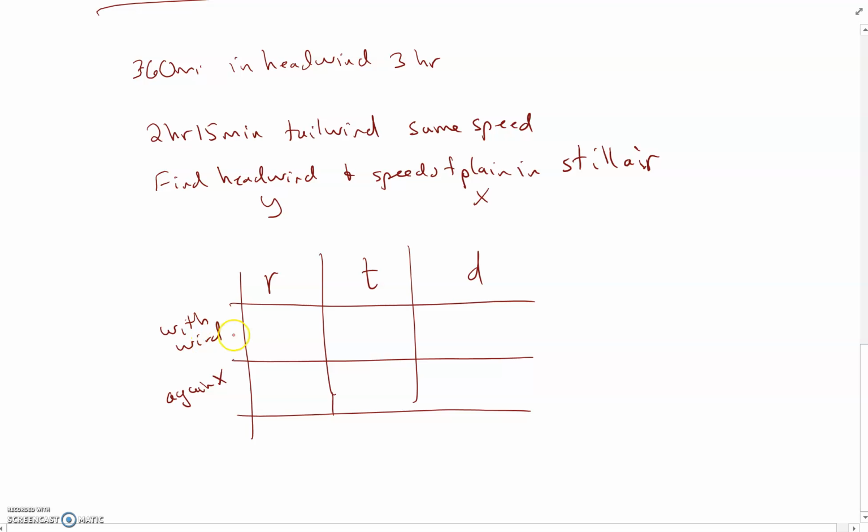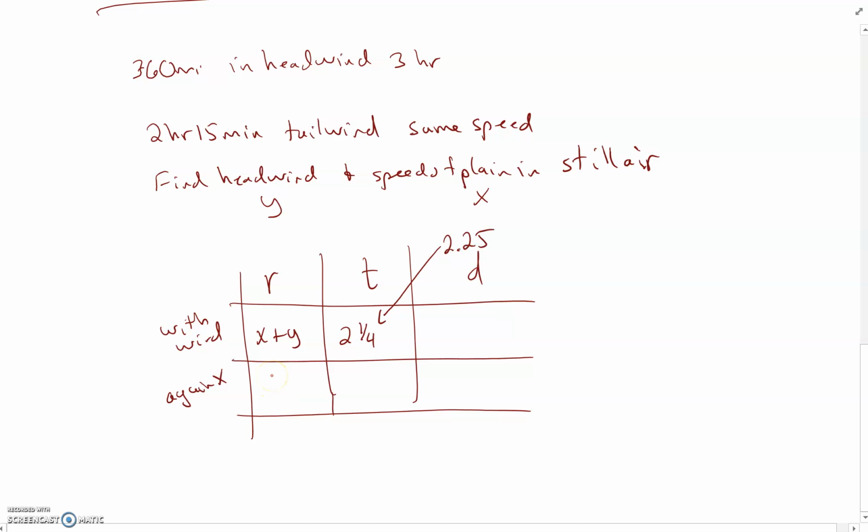So with the wind, how fast is the aircraft going? It's the speed in still air plus the wind, right? That's the tailwind, that's the 2 hours and 15 minutes. 2 hours and 15 minutes is 2 1/4, right? Actually, I'm going to use 2.25. That might be even better. Hours. You can't have minutes, it's got to be all hours. I think we'll change it to 2.25, okay?